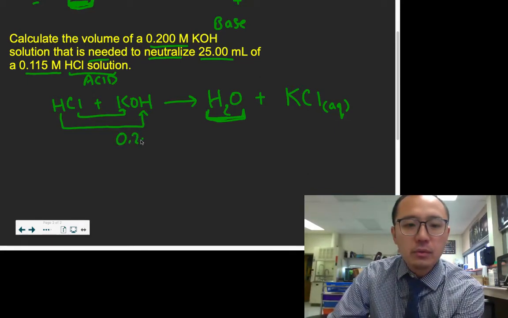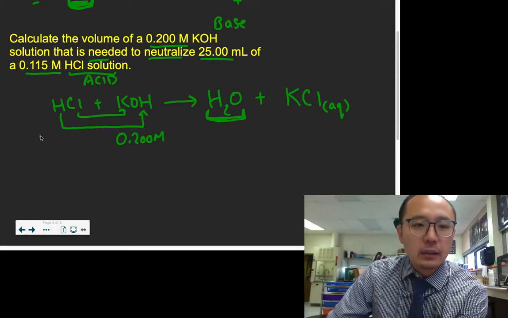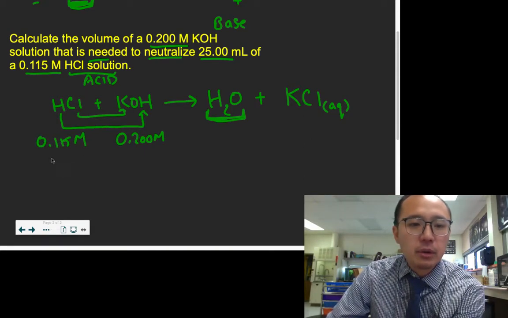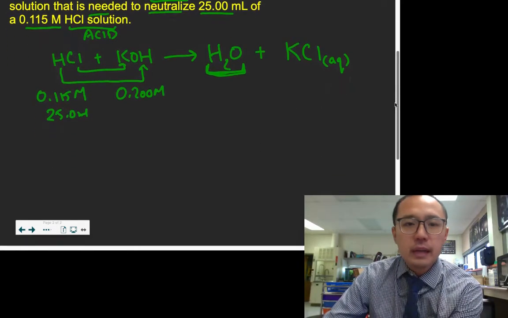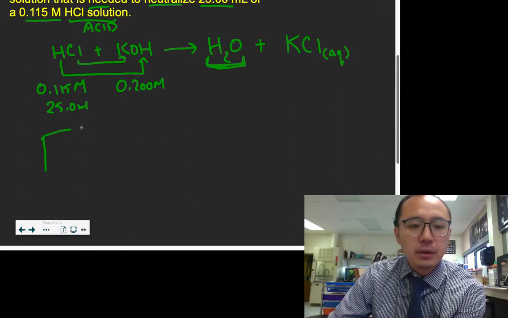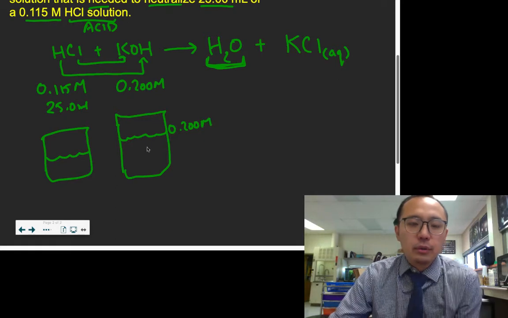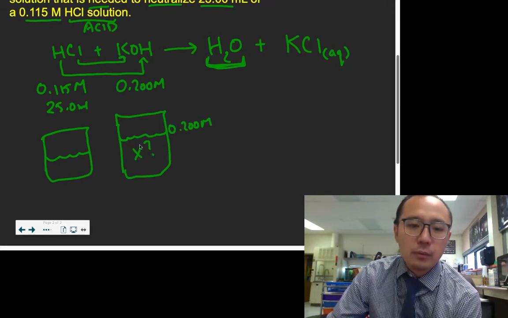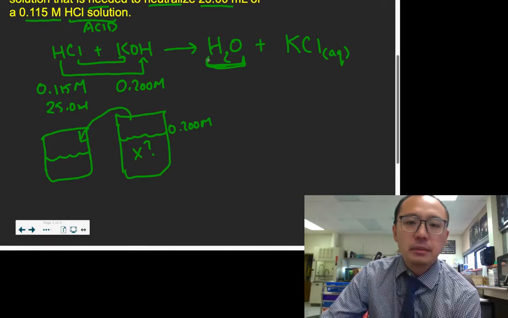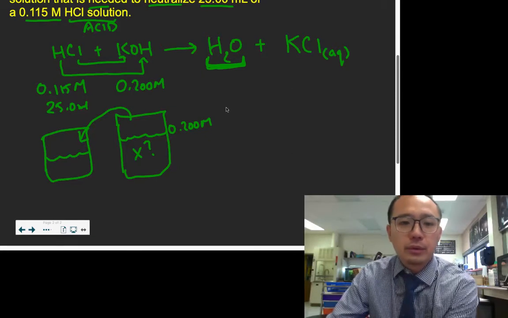So let's put the numbers in here. You're going to have 0.200 molar of KOH, and you're going to have 0.115 molar HCl with 25 mL. If we were to visualize this, what you're calculating is that you have a beaker of 25 mLs of this, and you have some volume of this solution, which has a concentration of 0.2 molar, and you have to figure out what volume to put in here to make it completely neutralized. That means that it's going to have a pH of 7. That's really what you're trying to calculate.